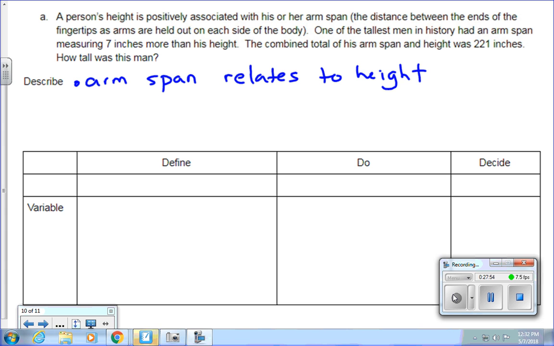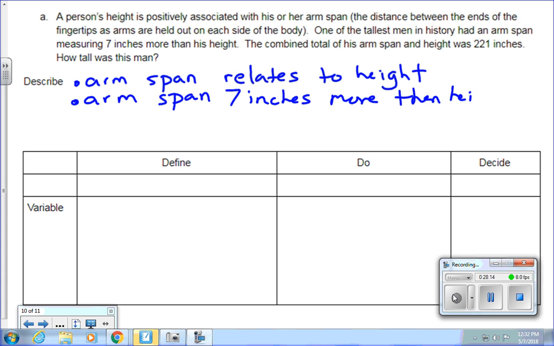Okay, what's something else we could say? What's something else that's important? Megan. Right, so his arm span is 7 inches more than his height. Okay, what else does the problem tell us? What's another key piece of information? Bradley. Right, the total is 221 inches.